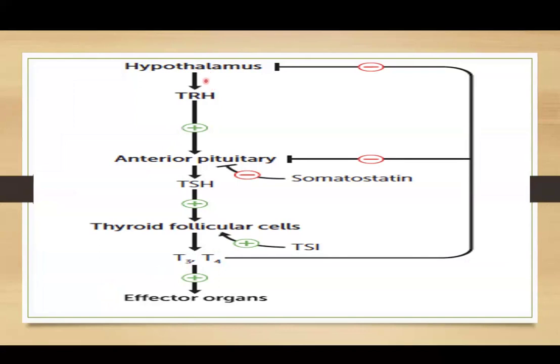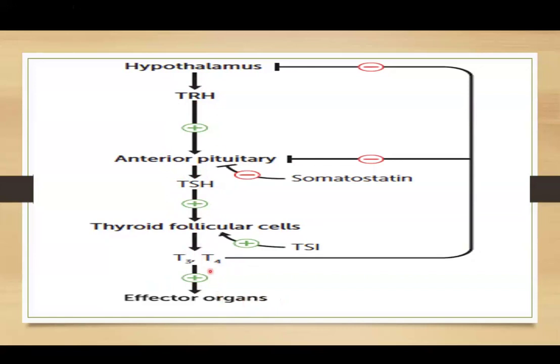So we have the hypothalamus, which is in the brain, in the cerebrum, and it releases something called thyroid releasing hormone, right? The thyroid releasing hormone is going to stimulate the anterior pituitary, or the adenohypophysis, to release something called TSH, which is thyroid stimulating hormone. Thyroid stimulating hormone is going to stimulate the thyroid follicular cells to release T3 and T4, which are the thyroid hormones. And then the T3 and T4 are going to perform their functions on the effector organs, right? This is all very simple.